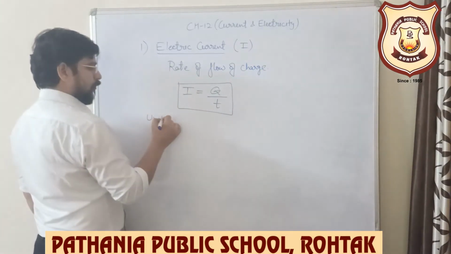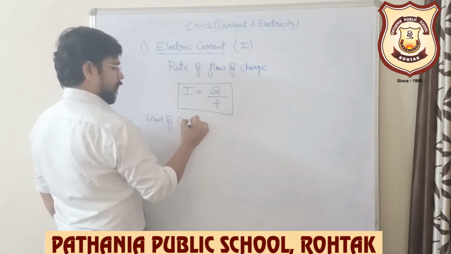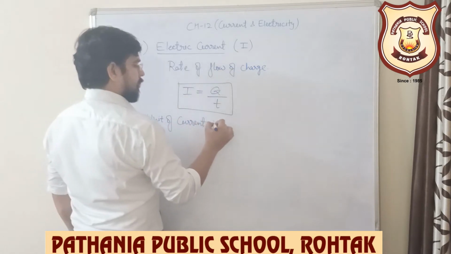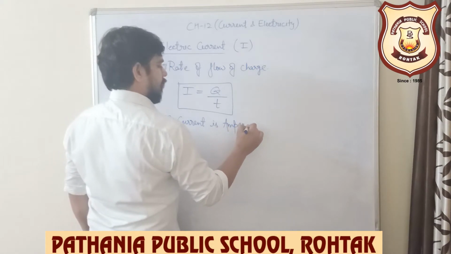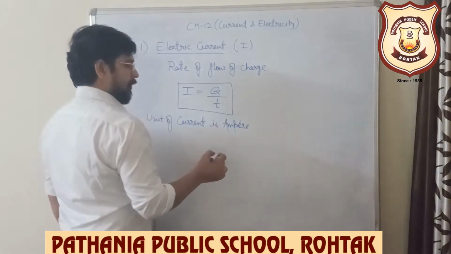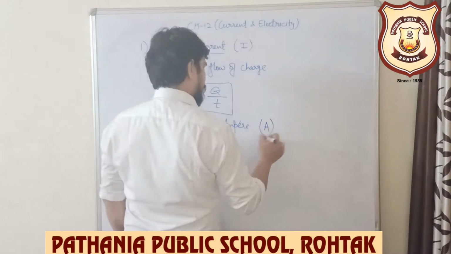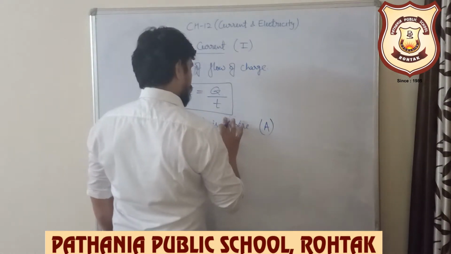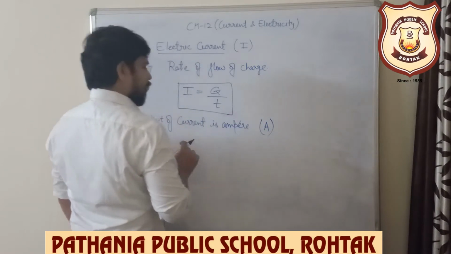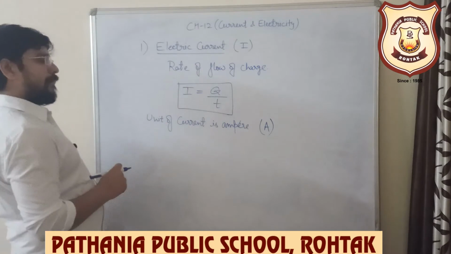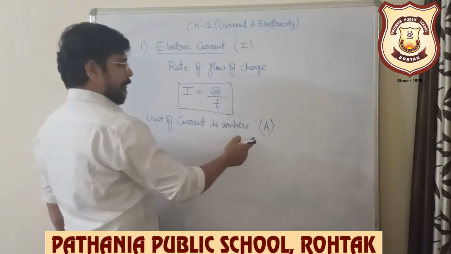What is the unit of current? Unit of current is ampere. It is named after scientist Ampere, and the symbol for this is capital A. When we are writing ampere as a word, we write the first letter a in small case, as it is named after a scientist. So the unit of current is ampere and its unit is represented by A.